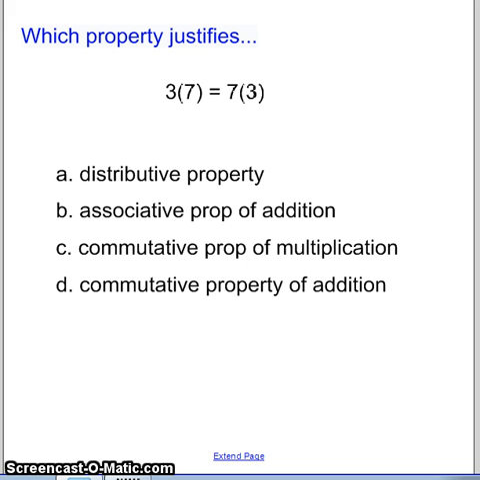Here we have 3 times 7 is equal to 7 times 3. So we're changing the order in a multiplication problem, and that's going to be the commutative property of multiplication.